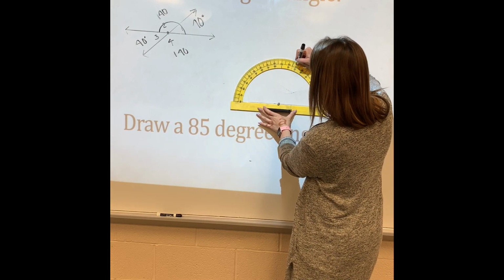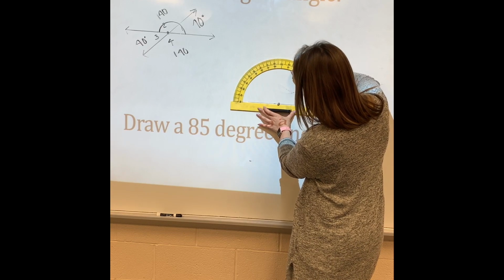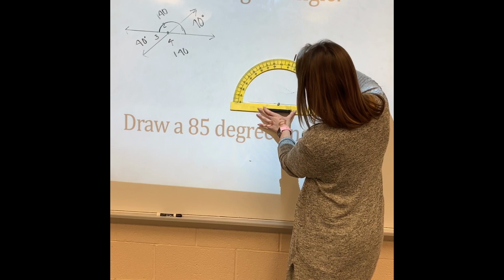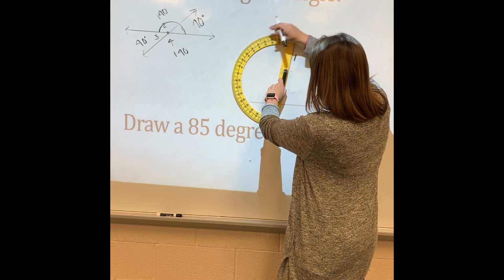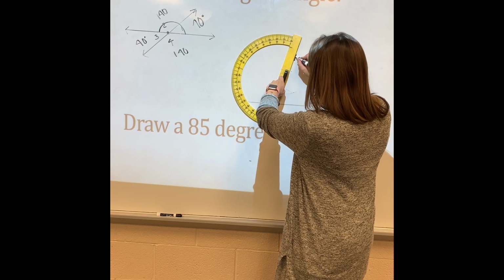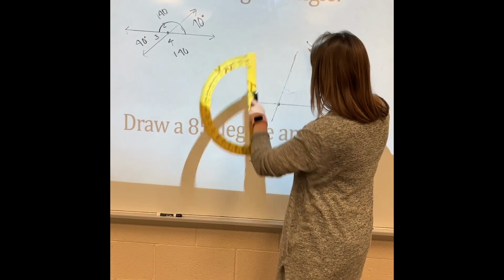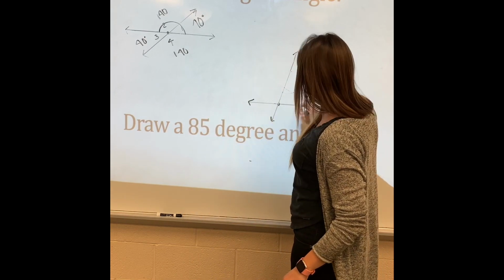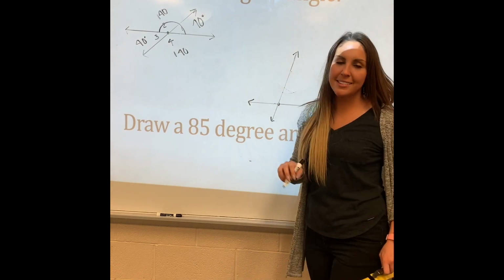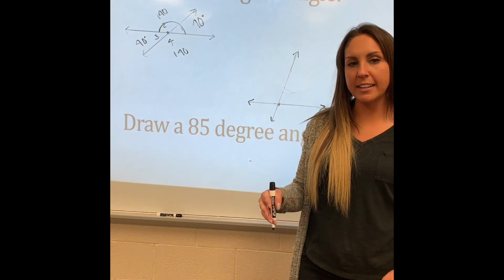So in between 70 and 80 would be 85. So that's about here. So now I will draw my line all the way through my dot and the line that I just created. I'm also going to extend these arrows since I'm not sure where the lines start and where the lines end.